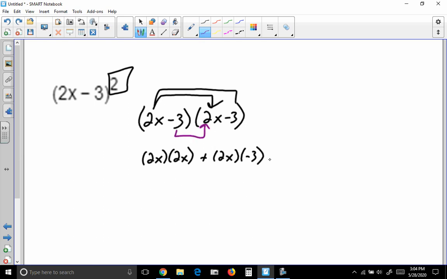Minus 3 times 2x, minus 3 times minus 3. And we're just combining all of those terms. When we distribute, we have 1, 2, 3, 4 products, so we're adding all of those together.